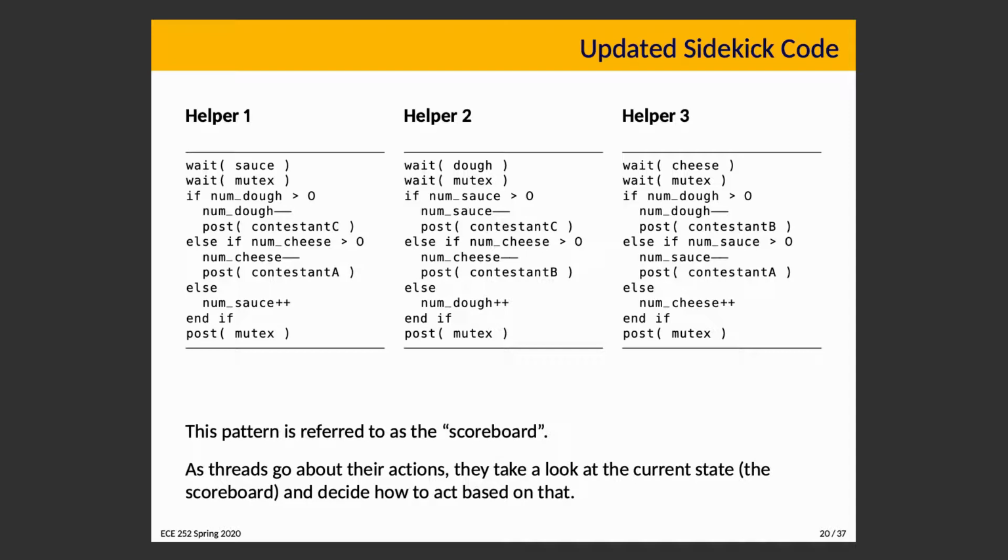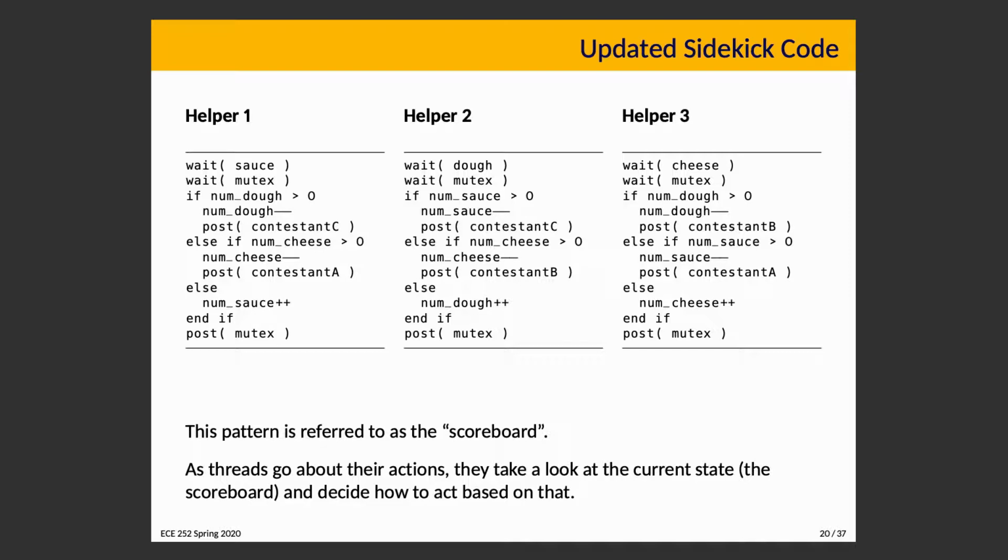And as before, helper 2 and helper 3 are analogous. Just swap the names. Wait for dough if you're helper 2. Wait for cheese if you're 3. The decision that you make as helper 2 is based on, if there is dough and there is sauce, tell contestant C. If there's cheese as well as dough, tell contestant B. If there is cheese put out, then contestant B will be signaled if also there's dough, and contestant A will be signaled if also there's sauce. And there we have it.